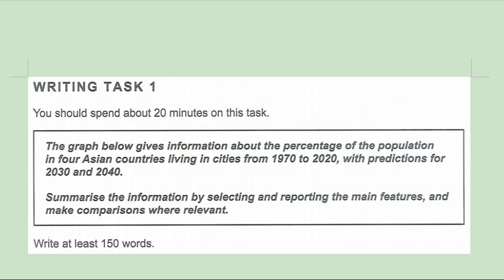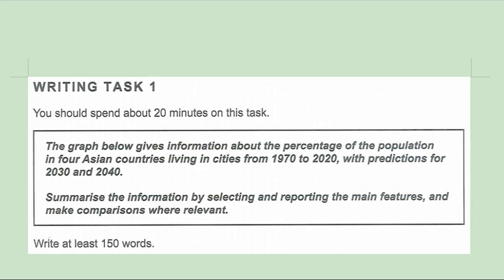In the box, we have the graph below gives information about the percentage of the population in 4 Asian countries living in cities from 1970 to 2020, with predictions for 2030 and 2040. Summarise the information by selecting and reporting the main features and make comparisons where relevant. Again, that final sentence is the same in every task 1.